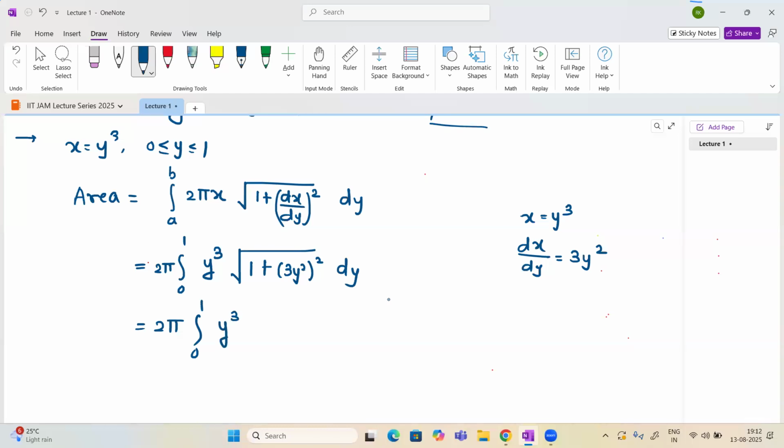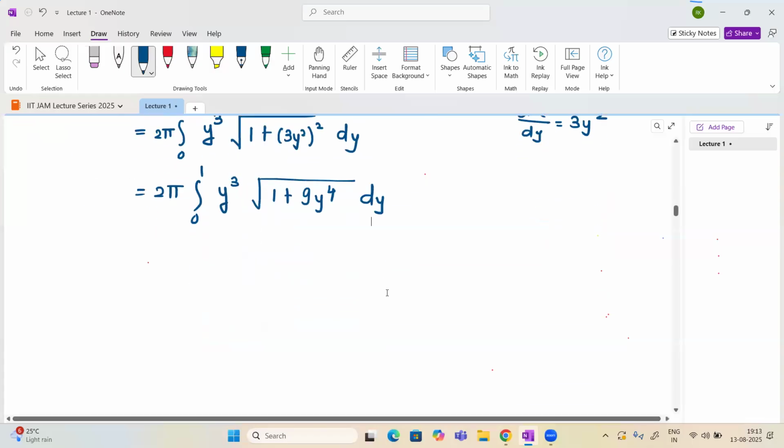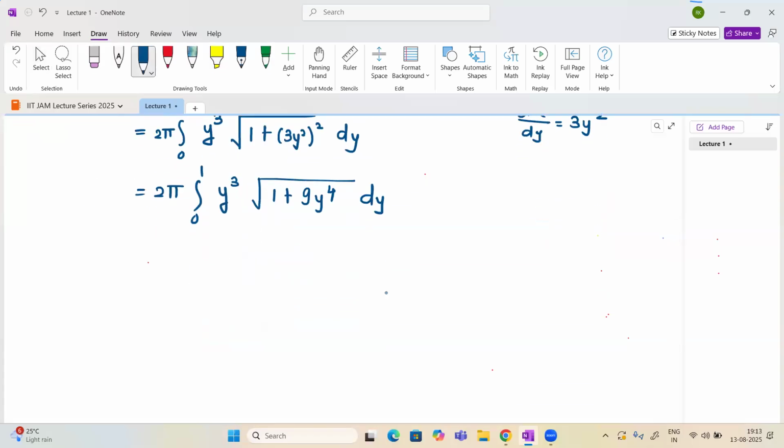Okay, let us simplify whatever we have inside the square root. Then we will solve the integration. Tell me its square root. 9y to the power 4. Now the question is how to solve this integration. It looks difficult, right? Since square root we have, y cube we have. Does anyone know how to solve this integration?